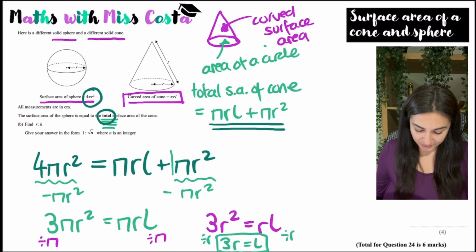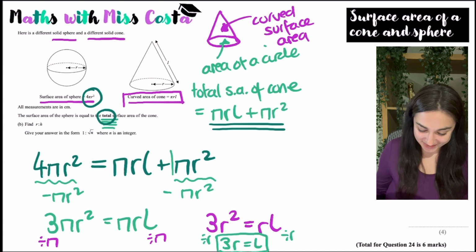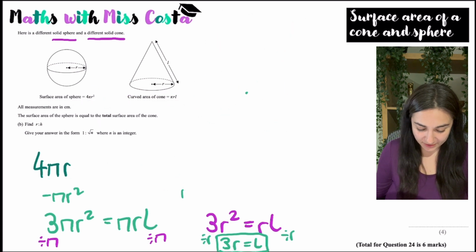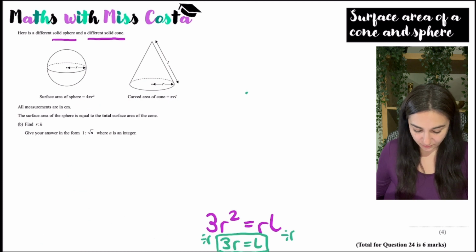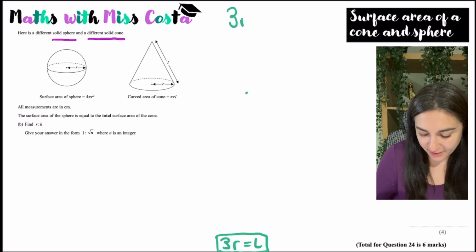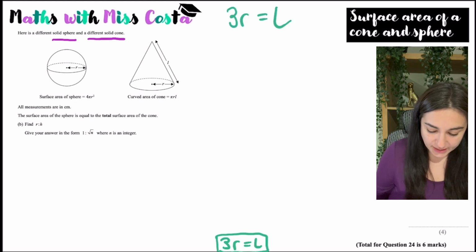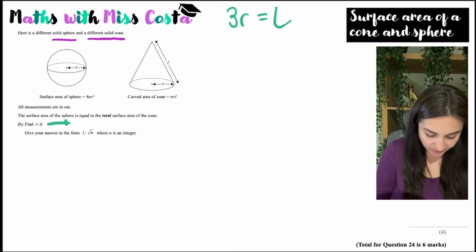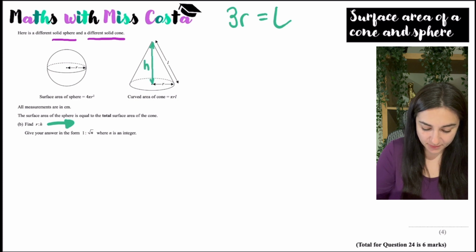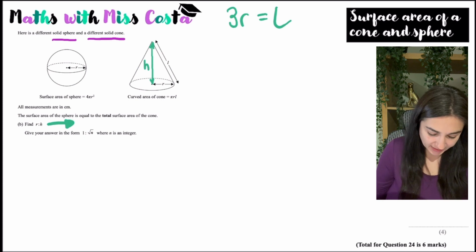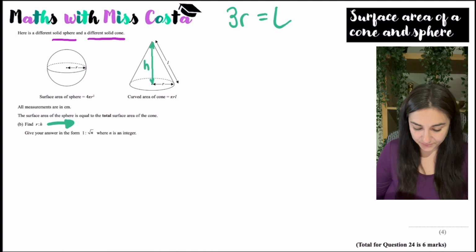Okay, so you might think that's the end of the question, but it's not. This is a really important little thing that we found out. I know that 3R is equivalent to L. So let's write that here. Now, hopefully you know that H is the height of the cone. That's going to be the perpendicular height. So H is the perpendicular height, and I need to find the ratio of R to H.